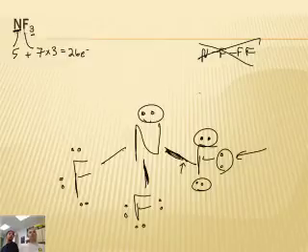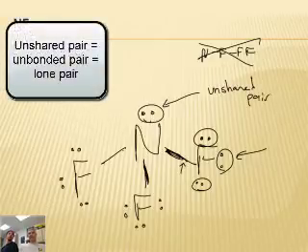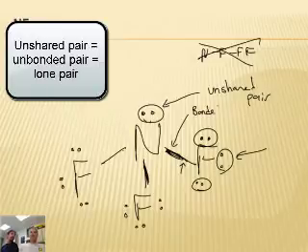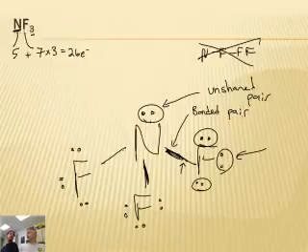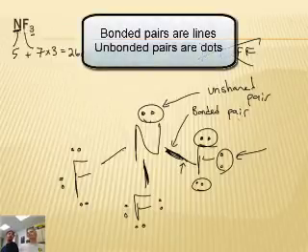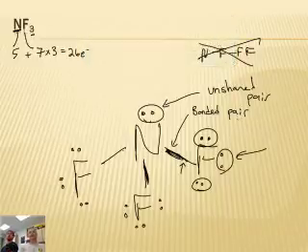By the way, these electrons are called what? Unbonded pairs. Unshared pairs, I think. We're saying the same thing. In older textbooks, you might see them called a lone pair. This is a bonded pair. It's a lot of names, but the bonded pairs are lines. Unshared pairs are dots on the central atom, or on the outside atoms too. But the ones you really care about are on the central.